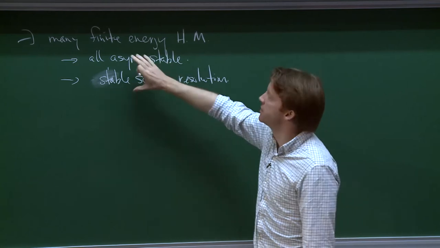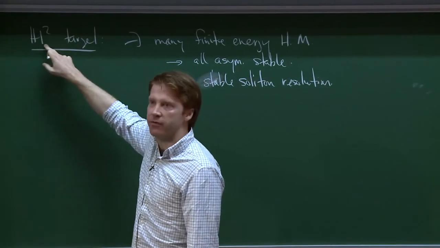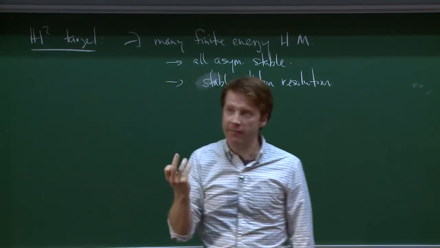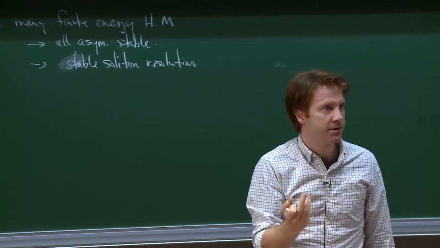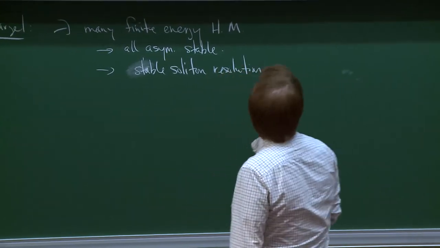scatter to. Okay, so this is in stark contrast to the Euclidean case, where it's well known, say from the 60s, even the work of Eells and Sampson, that there are no finite energy harmonic maps from R2 into a manifold of negative sectional curvature.